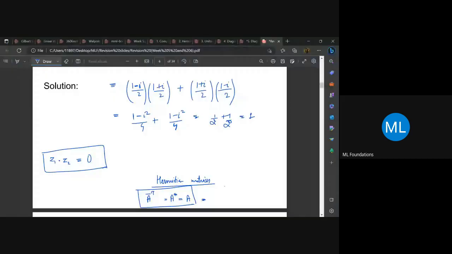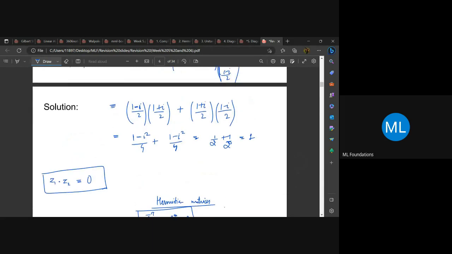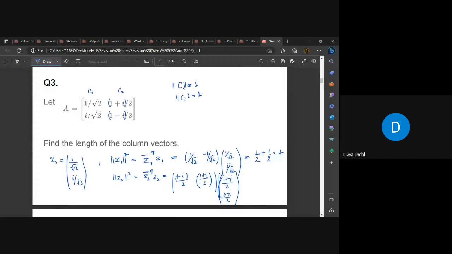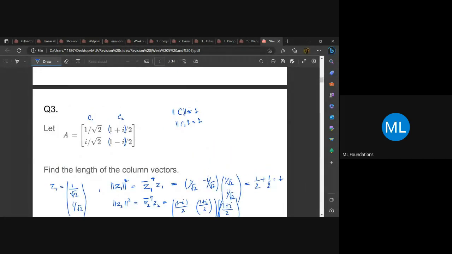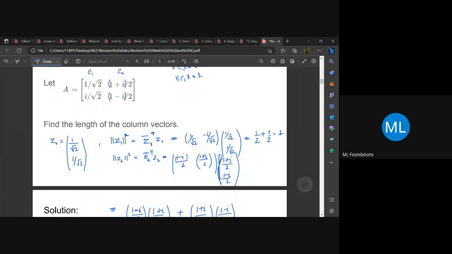In this case, these are actually not just orthogonal; they're orthonormal, right? And so this matrix would be a unitary matrix. But for this question only, I have to calculate the length of the 2 column vectors, Z1 and Z2. Right. 1 and 1. Correct, according to the question.